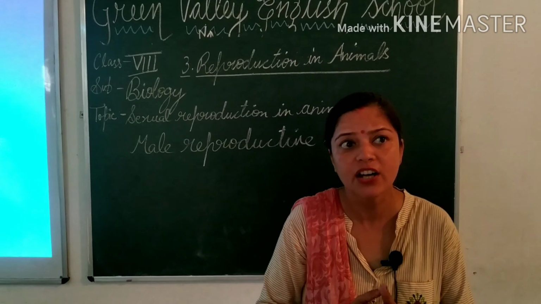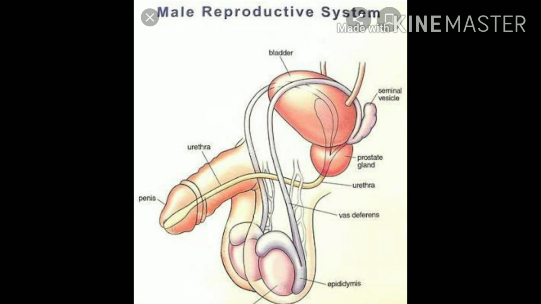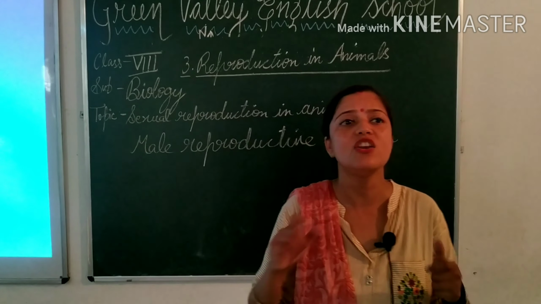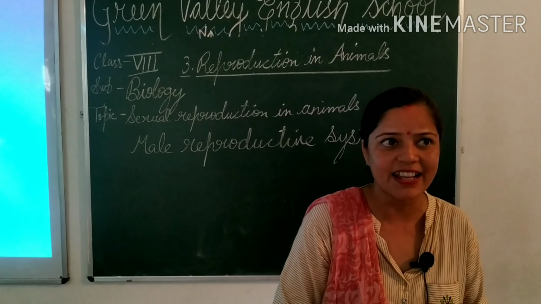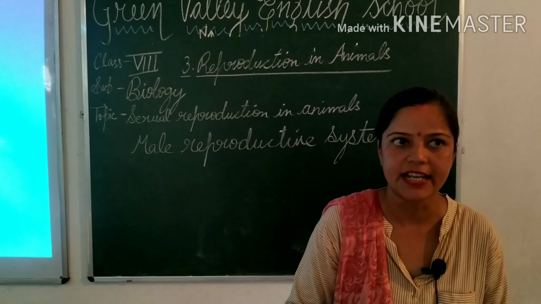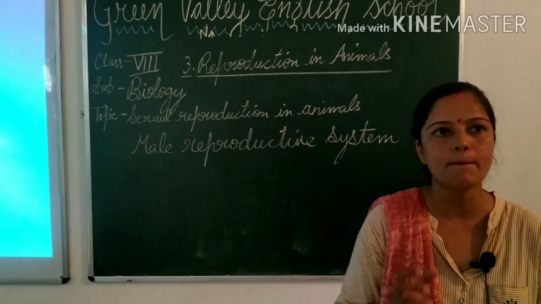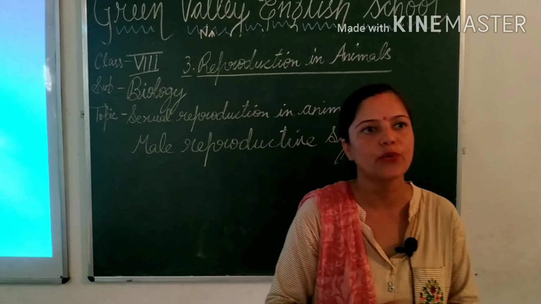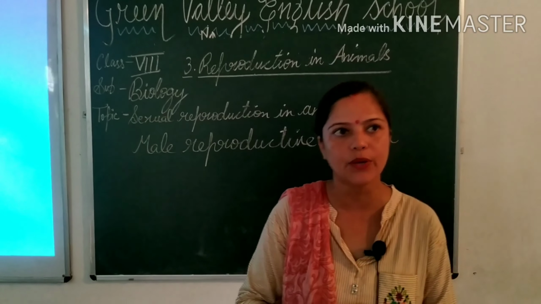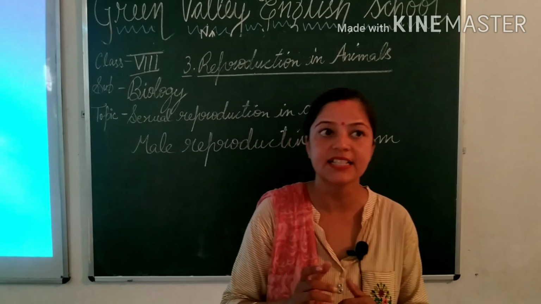Now, what is the urethra? Urethra is a long tube that arises from the urinary bladder and passes through the penis. It opens outside through the male genital pore. The urethra carries either urine or sperms at a time.